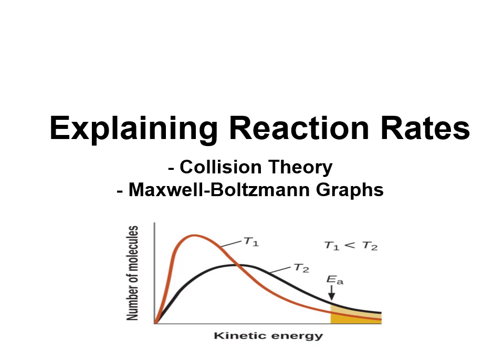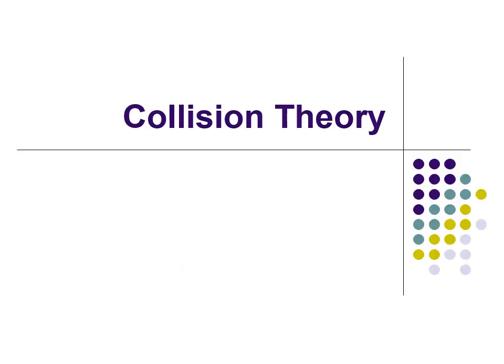Explaining reaction rates, and we're going to do this by talking both about collision theory and then using Maxwell-Boltzmann distribution graphs to explain why we see how the different factors have an effect on the rate of a reaction. Collision theory.